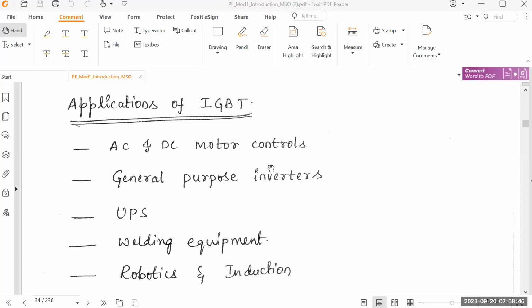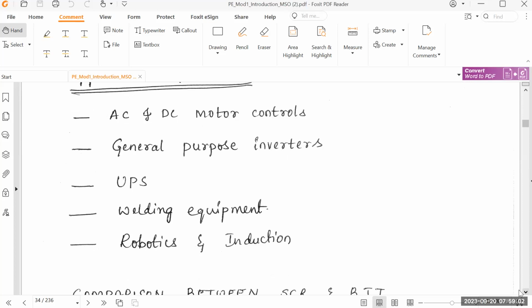Now let us see the application part. The applications of IGBT: it is seen in AC and DC motor controls, general purpose inverters, UPS, and also is used in welding equipment, robotics and induction. So these are the applications of IGBT.